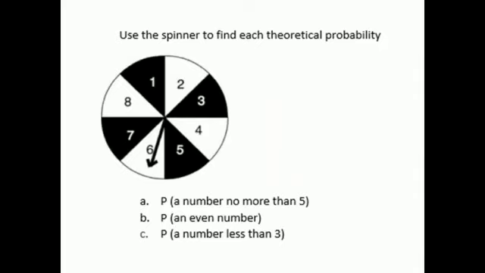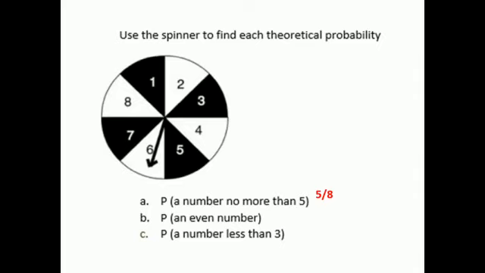Okay, we can see one spinner. The question is, use the spinner to find the theoretical probability. Some questions are there. The probability of a number not more than 5. Not more than 5 means you can't take 6, 7 and 8. You can take 1, 2, 3, 4 and 5. You can take 5 also. So the probability of getting not more than 5 is equal to 5 by 8.